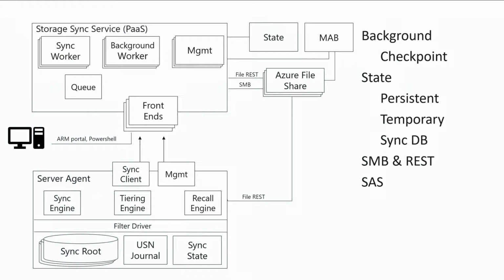With that, since this is a build conference, I wanted to get a little bit more technical and talk a little bit about our architecture for Azure File Sync itself. On the top left, that box is our storage sync service, which is a PaaS instantiation. The lower left is the server agent, which runs on the Windows Server 2012 or 2012 R2 or 2016 server. On the right, we have the Azure File Share integration with Microsoft Azure Backup, MAB.